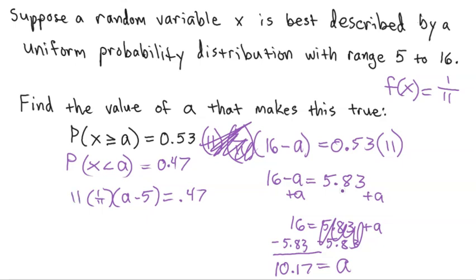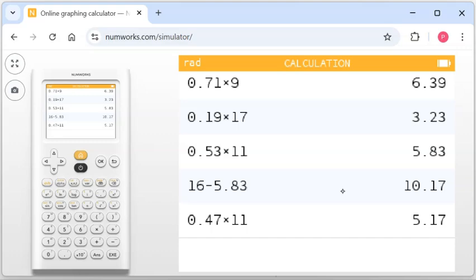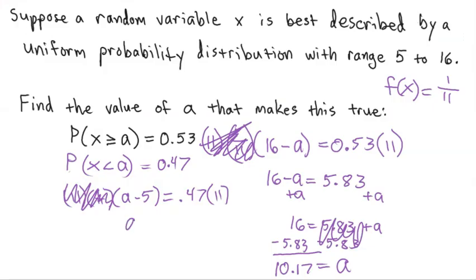Then we multiplied by 11 on both sides, and that's going to cancel the 1/11 over here. And now we want to do 0.47 times 11. That's going to give us 5.17. So this is going to be a minus 5 equals 5.17. Then we add 5 to both sides, and we get a is equal to 10.17, which is the same thing that we got over here, okay? And so these are both ways that will get you to the right answer, and you just have to decide which one you like using the most, okay?